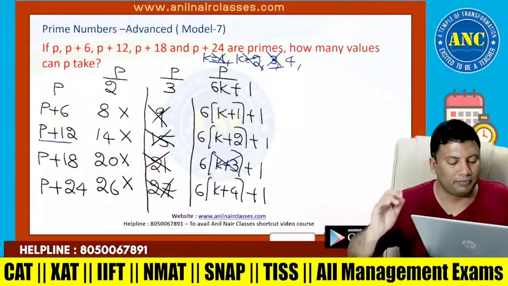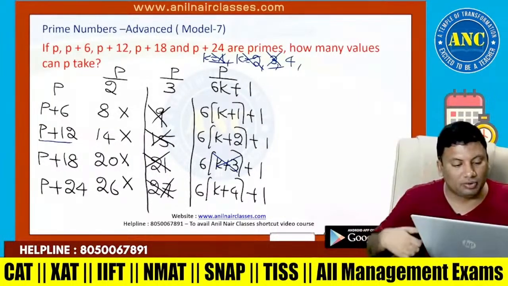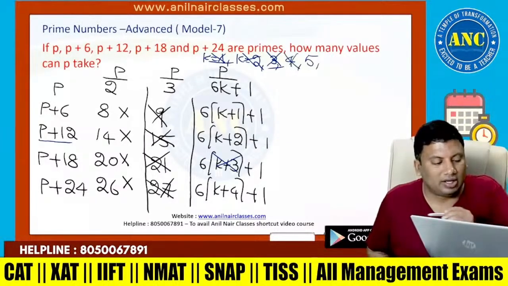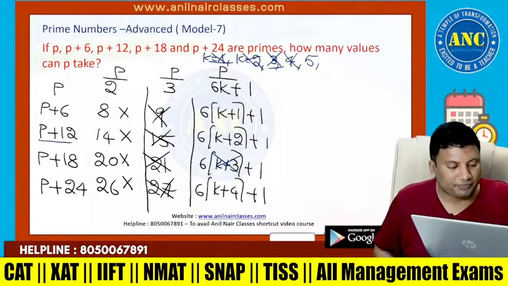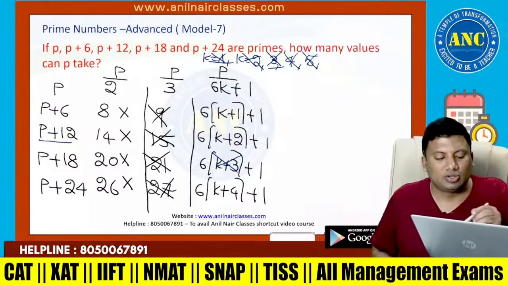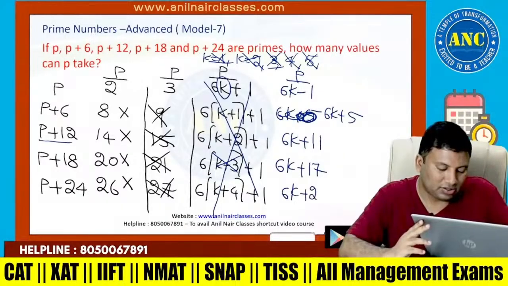If I put k equals 4, 25, it is not possible. K equals 5, 31. 31 plus 24, it is not possible. I hope it is clear. So now consider the form 6k minus 1.